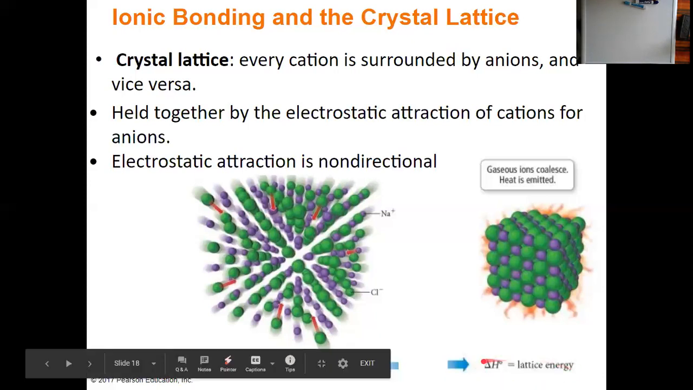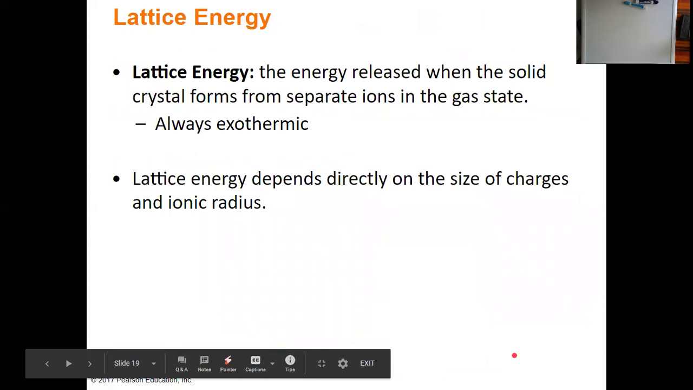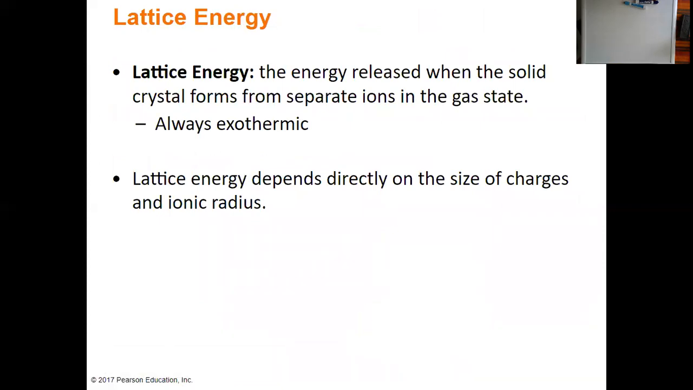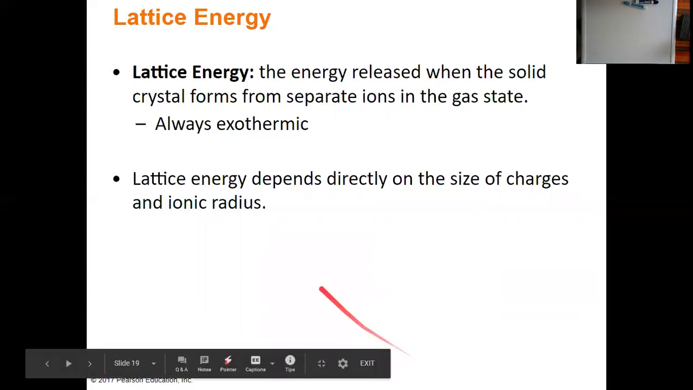Now, this little guy over here, this is the next thing we're going to look at, the lattice energy. The lattice energy is the actual energy that's released when a solid crystal forms from our separate ions. So when our positive and negative charges come together to form these ionic bonds and form our crystal lattice, there is going to be a release of energy. Lattice energy is always exothermic because this process always releases energy.